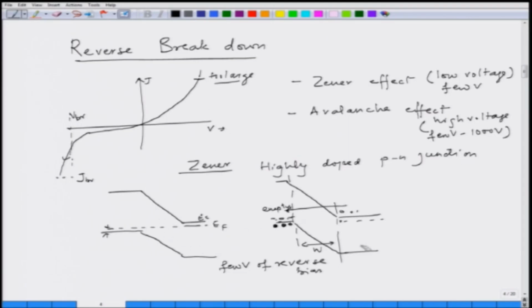So, this is not drawn really to scale. Since it is highly doped, it has to be a very sharp picture. Let me just draw this at this point. So, it should be a picture where the whole of it looks like this.